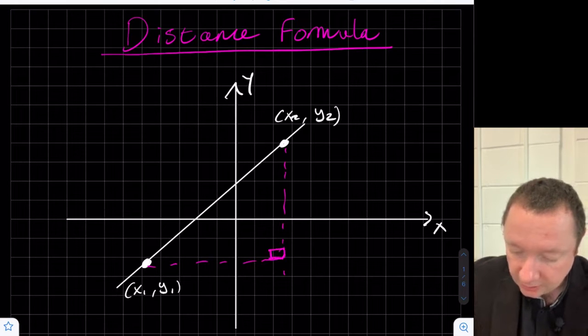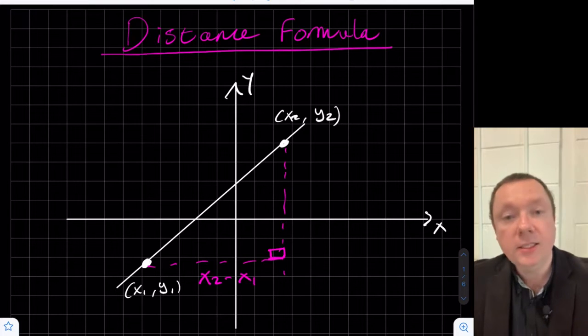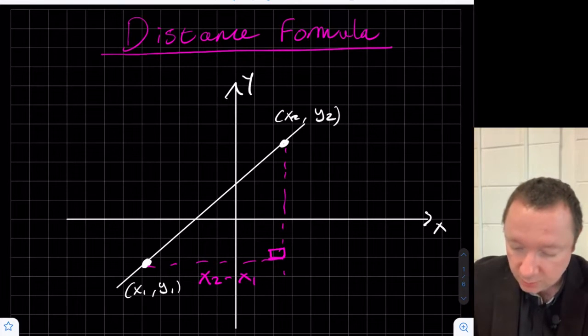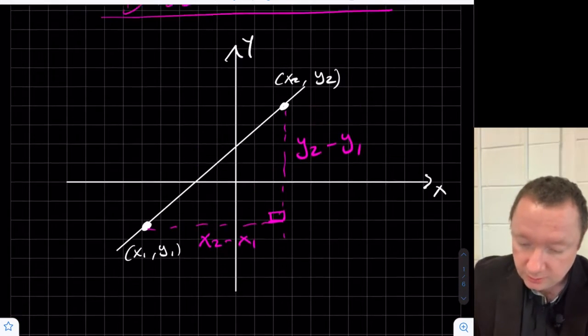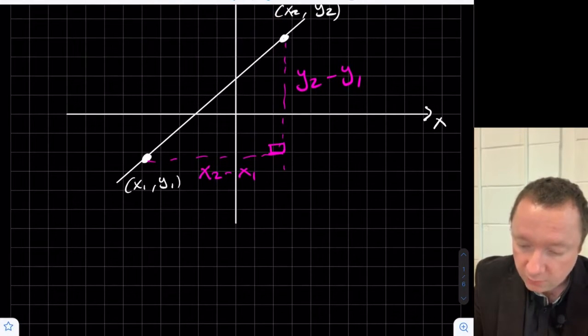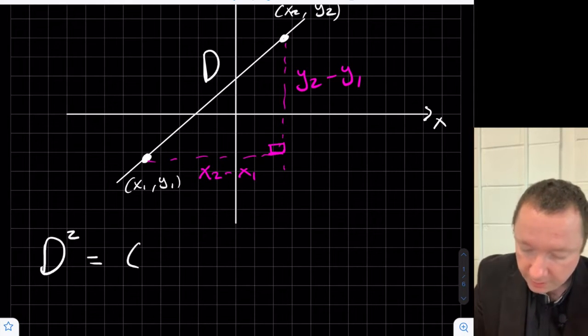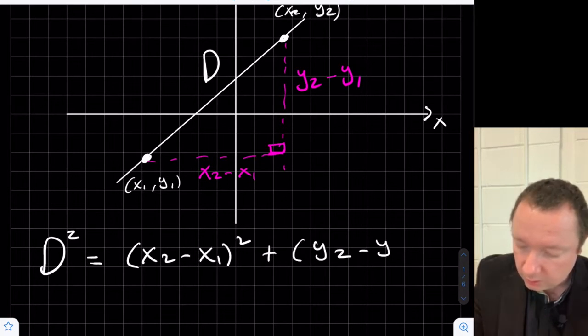And the distance along the x would simply be the difference between x2 and x1. So that would be x2 minus x1. And similarly, going up the y-axis, the distance up the y-axis would be y2 minus y1. So by Pythagoras, we should already know from National 5 that we can do this side squared plus this side squared equals this side squared. So let's call this side d, the distance. Then the distance squared would be x2 minus x1 squared plus y2 minus y1 squared.